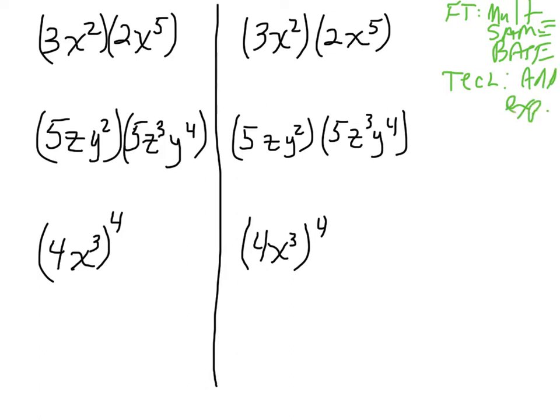So for this first one here, my first thing I'm going to do is multiply my coefficients. 2 times 3, which is 6. And then my base is x, and my base is x. So that gives me x to the 2 plus 5, which is not 5. It is 7.